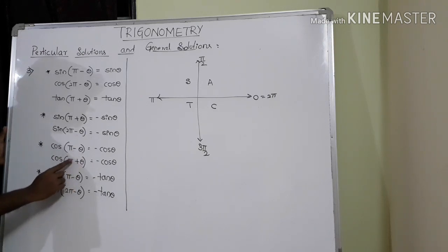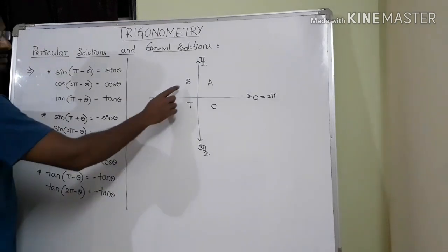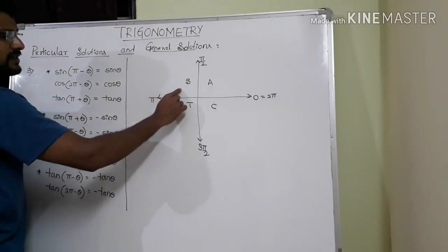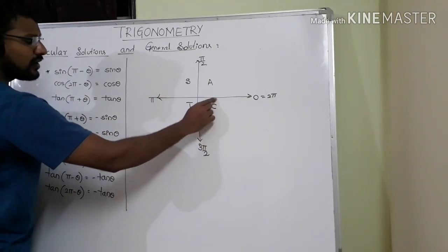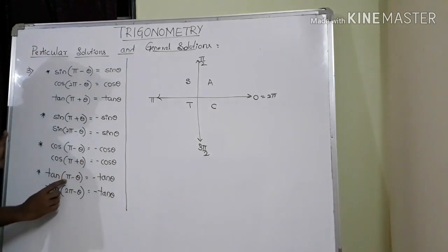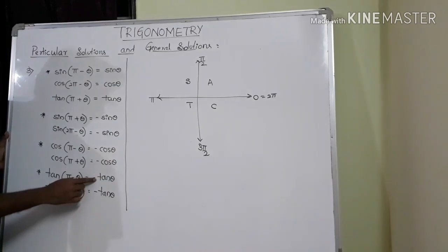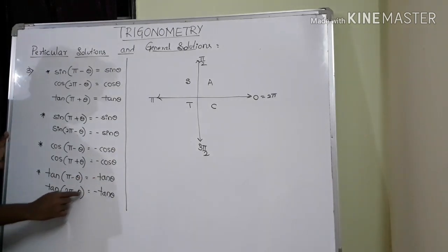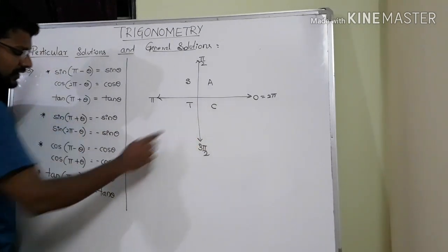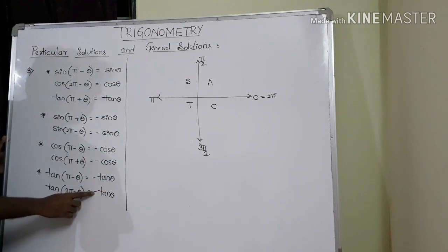This is in second quadrant, this is in third quadrant, that's why I got minus sign. The same case goes for tan also. Tan is negative in the second quadrant and in the fourth quadrant, so therefore tan pi minus theta, which comes in second quadrant, that's why I got negative. Tan 2 pi minus theta, which is in fourth quadrant, that's why tan is minus.